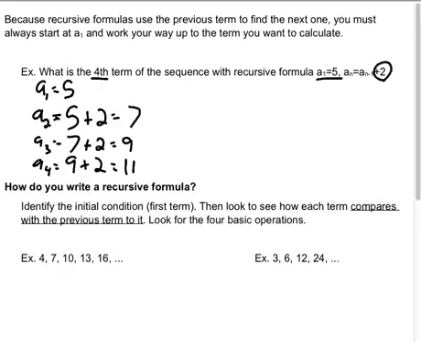All right, so that's one of the subtle differences between explicit and recursive. Recursive, to find any term, you need to start at 1 and just work your way up to whatever you're talking about.